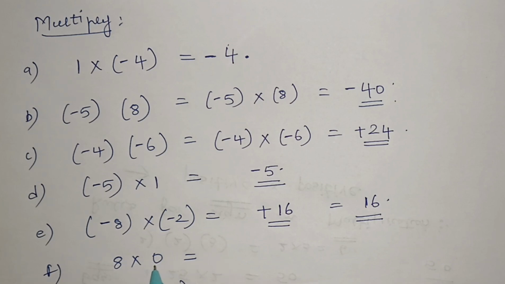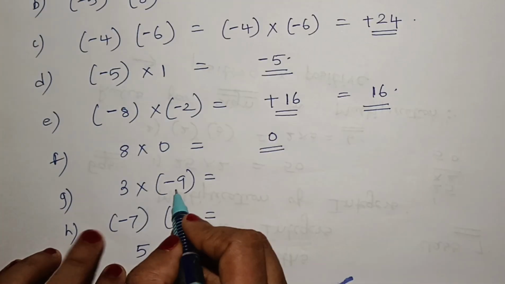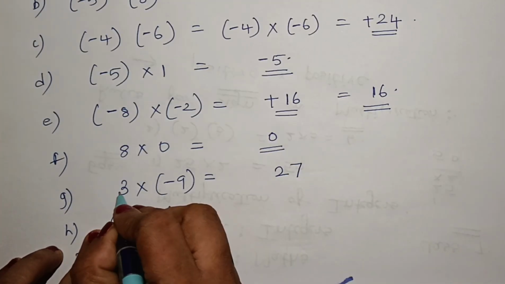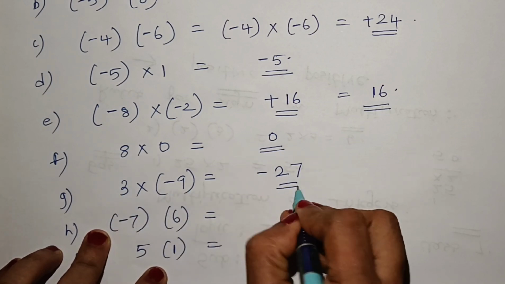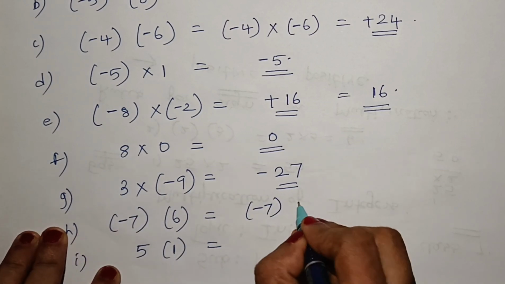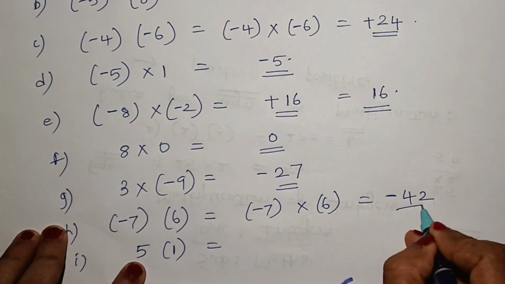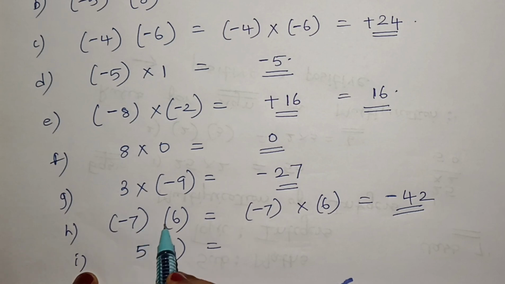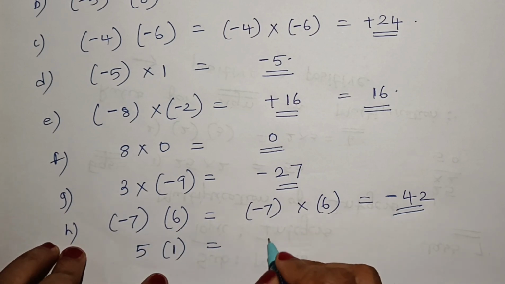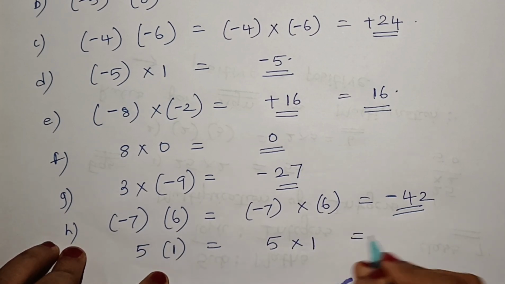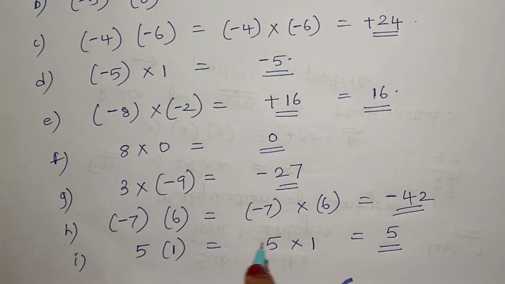Any integer multiplied with 0, answer is 0. So, 8 into 0, answer is 0. And 0 is neither positive nor negative integer. 3 nines are 27, plus into minus minus. Now no sign is given means it is multiplication sign. 7 6s are 42, minus 42. Minus into plus gives minus. 5 into 1. Answer is what? 5. I hope you understood.